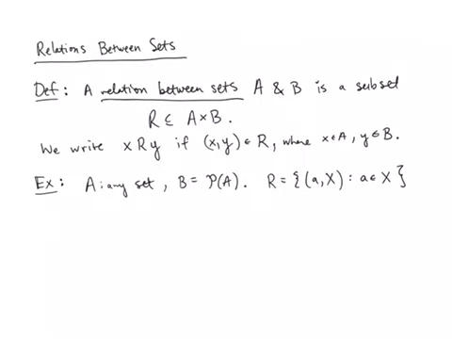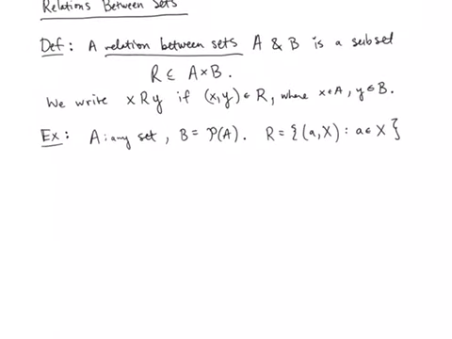So it might be helpful to look at an example in a particular case. So we take A to be a set containing two elements. Then B is going to be the power set of that set. So we have the empty set, the set containing 1, the set containing 2, and the set containing 1 and 2.